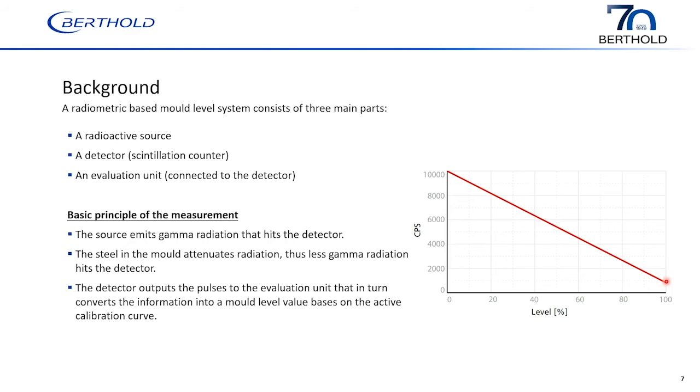Once we have the full point and the empty point, we make a straight line between these two points and get our calibration curve. And this calibration curve is then used by the evaluation unit to send out the 4 to 20 milliamp signal, or the mold level signal on any interface.